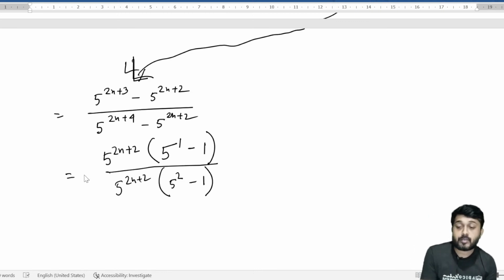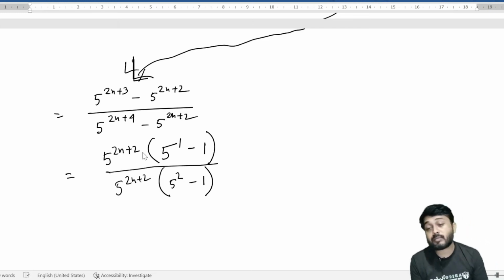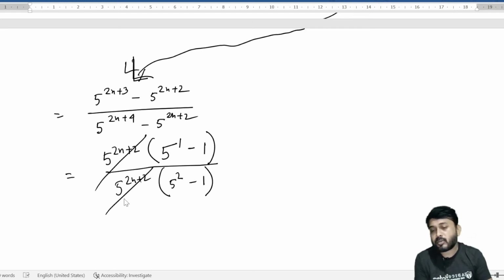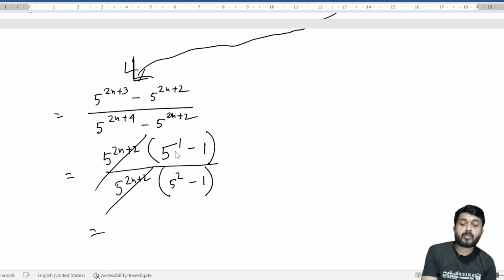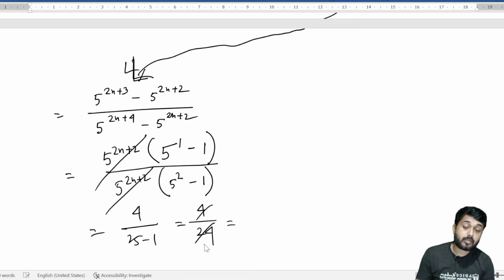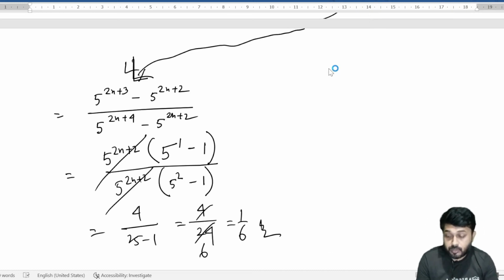All right, so see here, as soon as you have taken some common factors in the numerator and denominator, you may feel free to cancel them out. Okay, 5 to the power 2n plus 2 and 5 to the power 2n plus 2 get cancelled out. In the numerator, all you are left with is 5 minus 1, that is 4. In the denominator, all you are left with is 25 minus 1. Okay, that is 4 by 24. What does that mean? 1 by 6. Yes, that is your answer, 1 by 6. Okay, nice one it was.